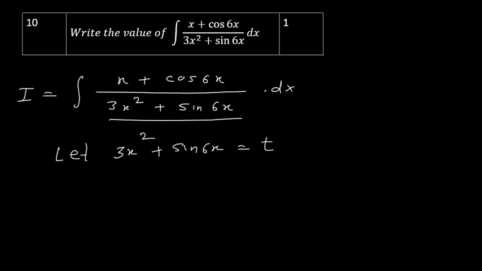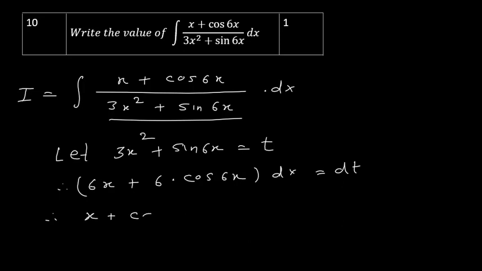Now differentiate. Therefore you have 6x plus 6 into cos 6x, the derivative of sin 6x being cos 6x into 6. The whole into dx is equal to dt. So I will take 6 common and say that (x plus cos 6x) into dx. Now you can see your problem. You have this thing in your numerator. It will become 1 upon 6 into dt.